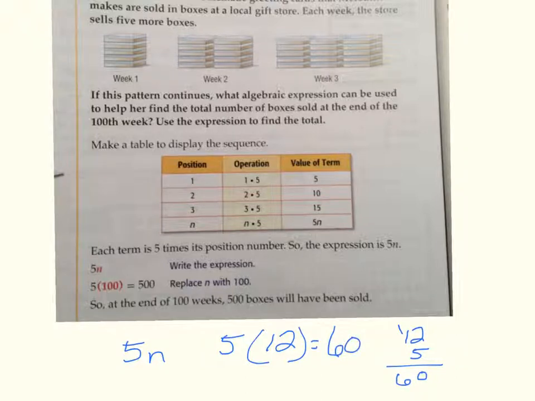And in the example they have right here, 5n, you write the expression. They multiply it like this. 5 times 100, it equals 500. The 100, ladies and gentlemen, is after the 100th week, okay? Just like it asks up here, the 100th week. Okay, so at the end of 100 weeks, 500 boxes will have been sold.